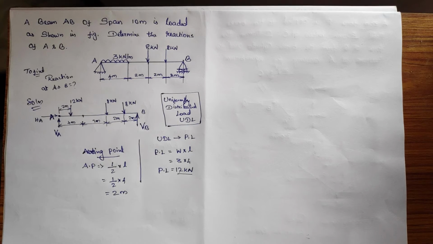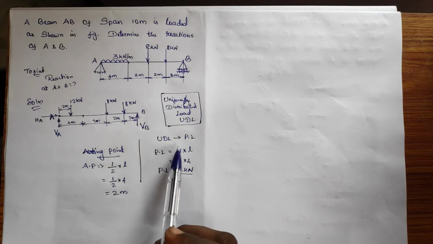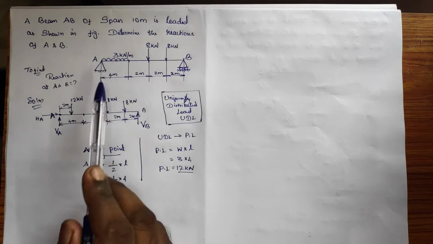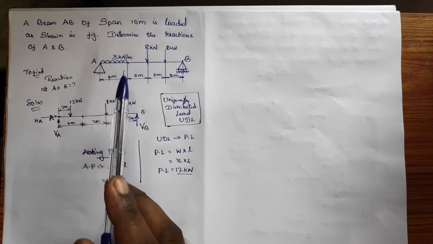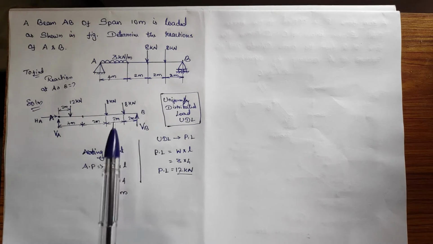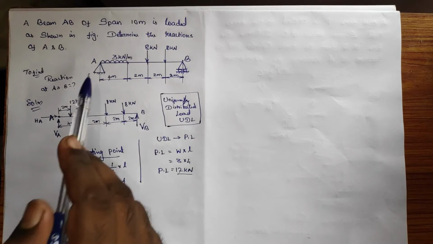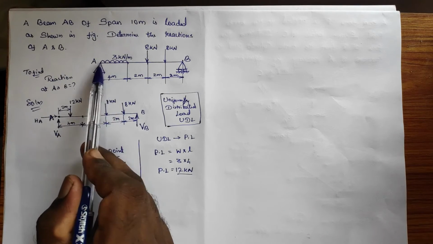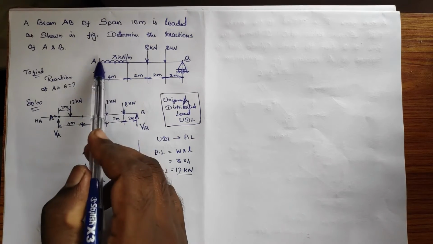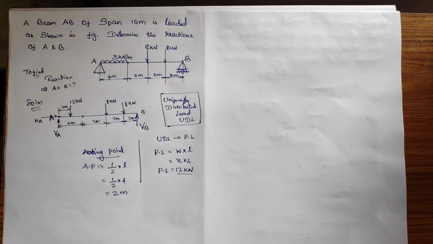Afterwards it is easy. It will be a typical problem just like the previous ones, right? So in order to convert the UDL into a point load, W into L, that means intensity of the load into its length. And the acting point of the UDL is nothing but the mid of its span. So 1 by 2 of its length. So to this end we have located it, which is 2, right? Then go with the procedure.